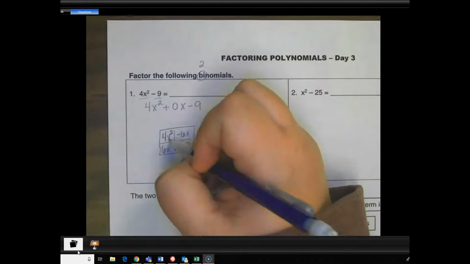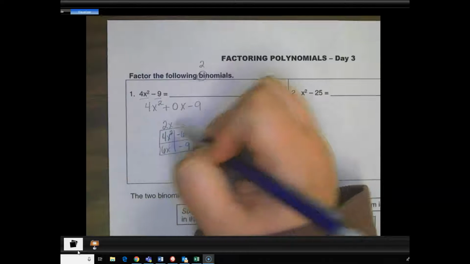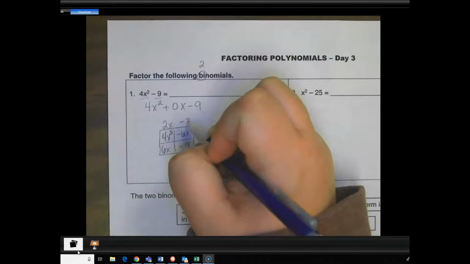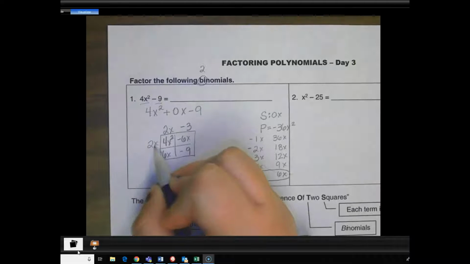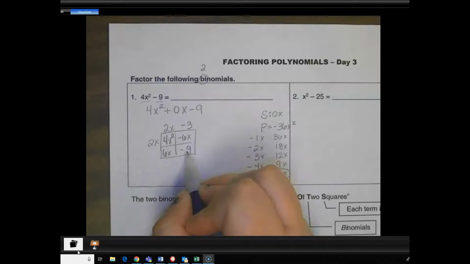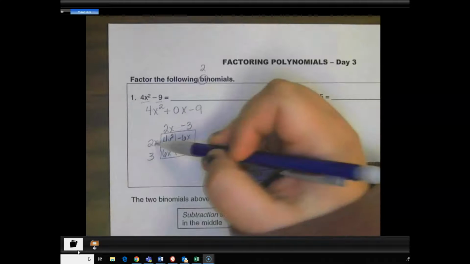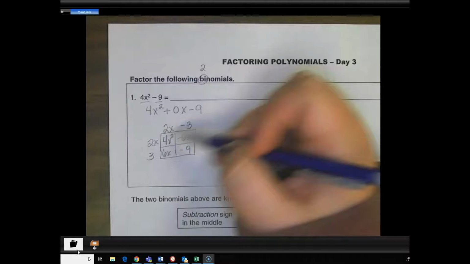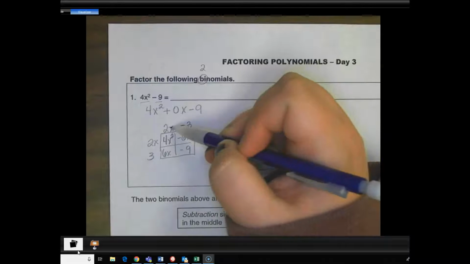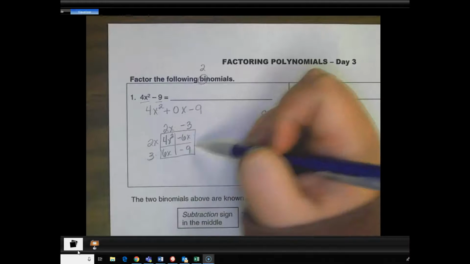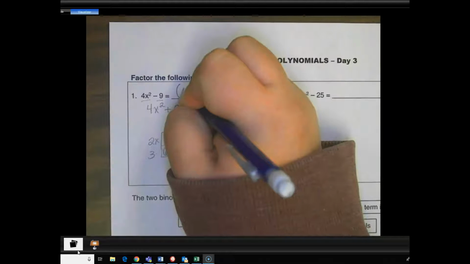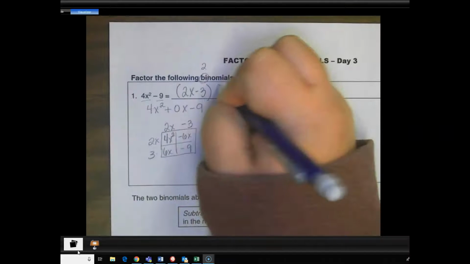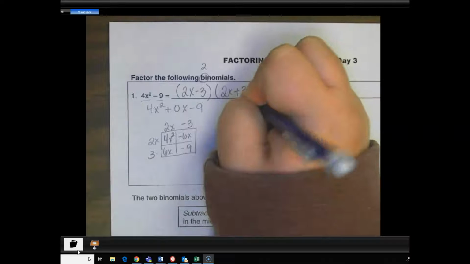I'm going to pull out what I can here. I can pull out a 2 and an x. Here I can pull out a negative 3. Here I can pull out a 2x again. And here I can pull out the 3. 2x times 2x is 4x squared. Negative 3 times 2x is negative 6x. 2x times 3 is 6x. 3 times negative 3 is negative 9. So those are my two terms. So I have 2x minus 3 and 2x plus 3.